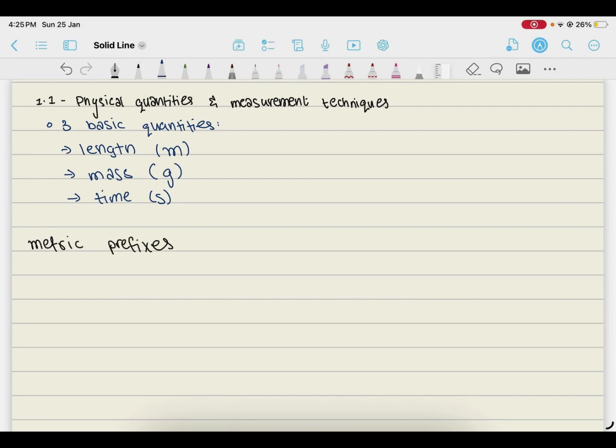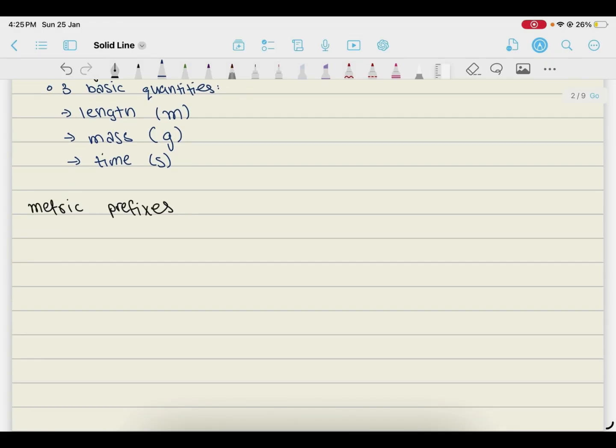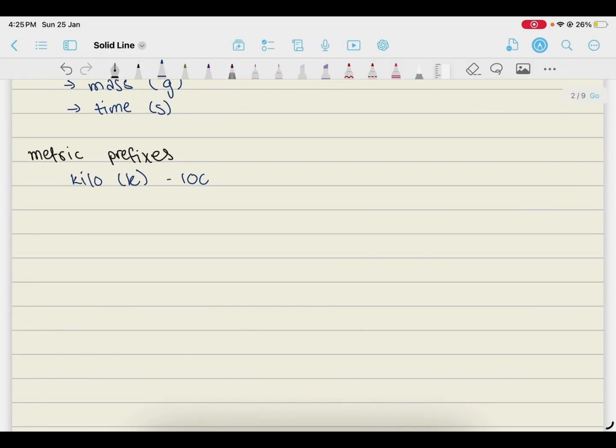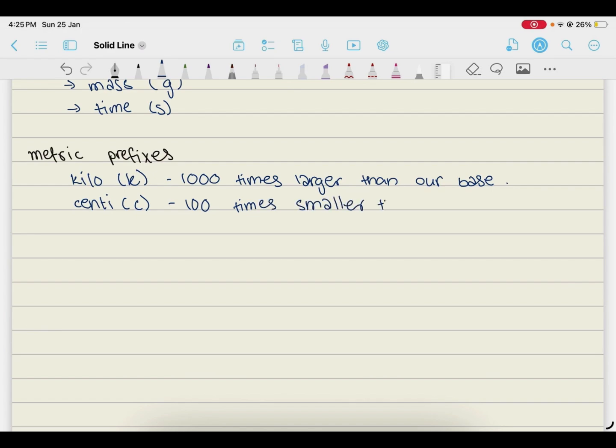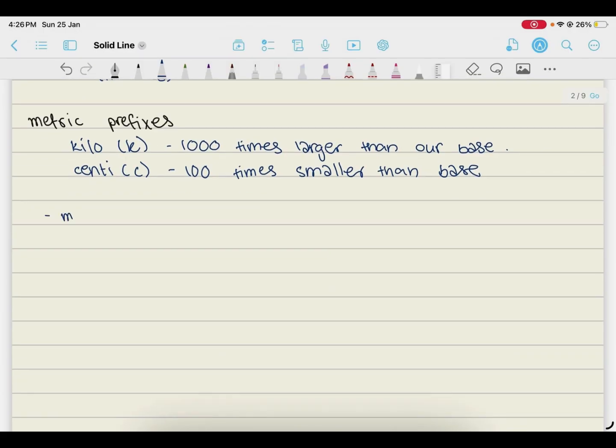So all the stuff like kilo, centi, milli, micro, nano, these are all metric prefixes. And their purpose is simple. It's just to modify a base unit to make it larger or smaller by the powers of 10. So we have kilo, which is represented as k, which is 1,000 times larger than our base. There's centi, represented as c, which is 100 times smaller than base. So for example, just to keep stuff simpler, we can make meter our base.